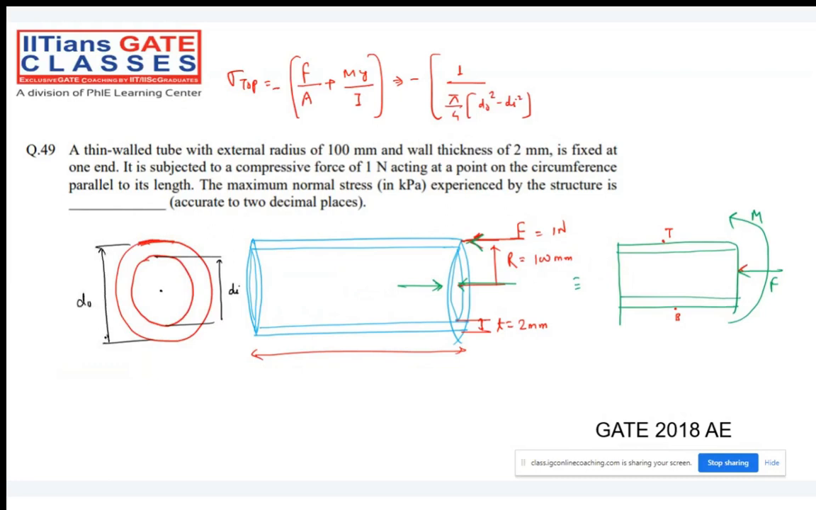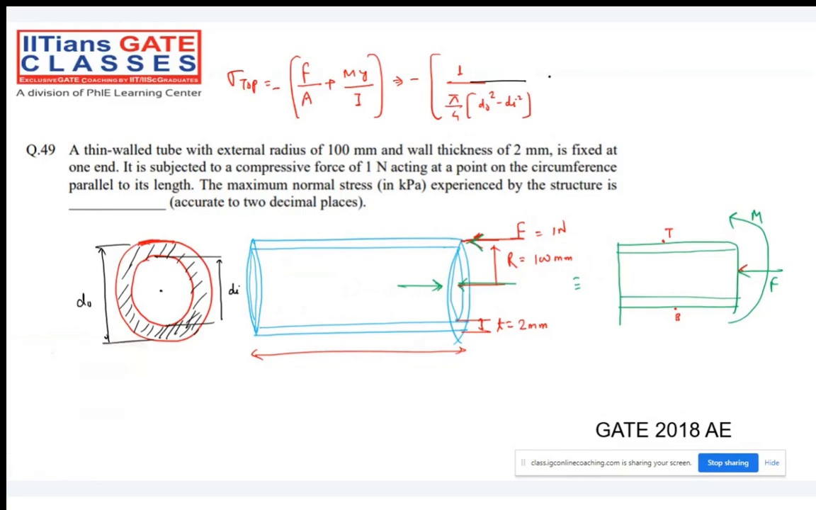So D naught square minus D I square will be the area on which this load acts, because if material is there, then only that material will be able to resist. Now, some of you will use the formula pi d t, but that is an approximation. Do not use that. I will tell you in detail about these things in the torsion chapter.